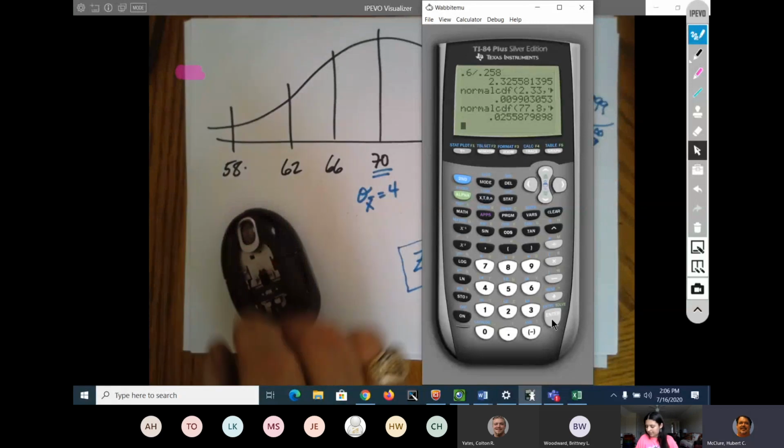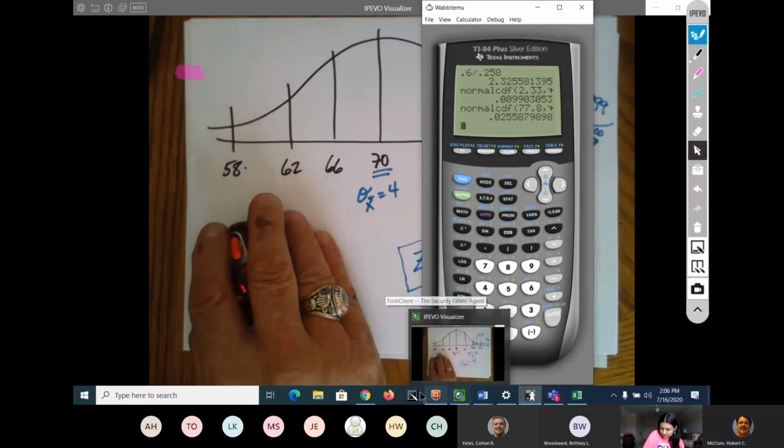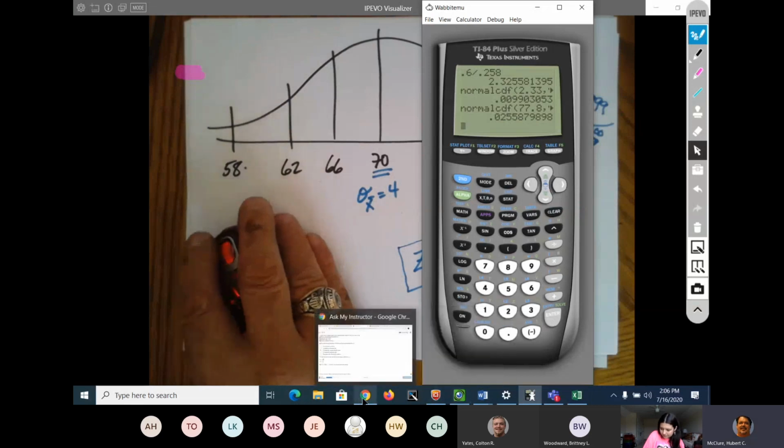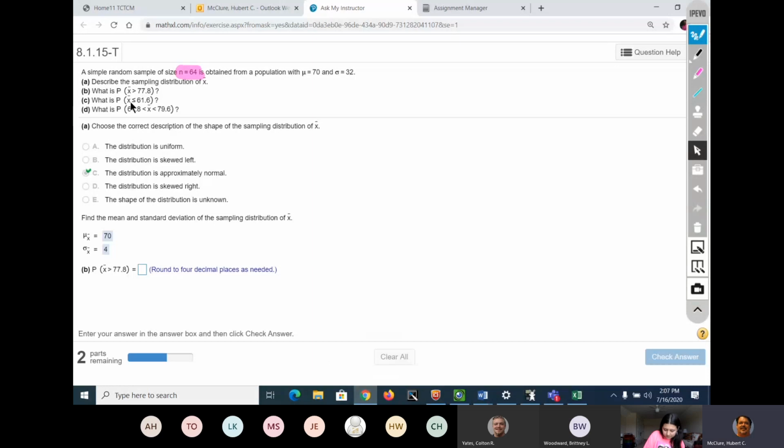All right, now y'all do the second part. I'm going to do it in a different color. The reason I want y'all to do it is because these are test questions. What is the probability that out of those 64 people, they scored below 61.6? Draw 61.6 on your new curve, and then what is less than, to the left or to the right? To the left.